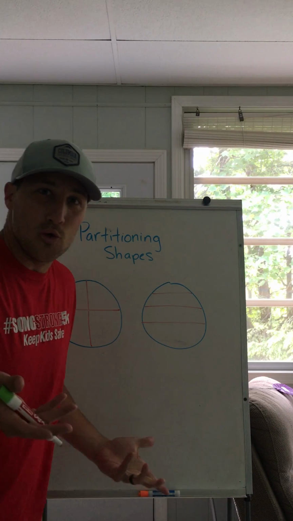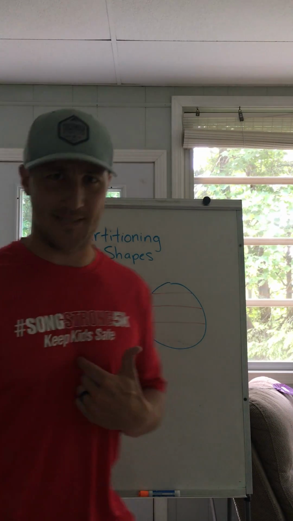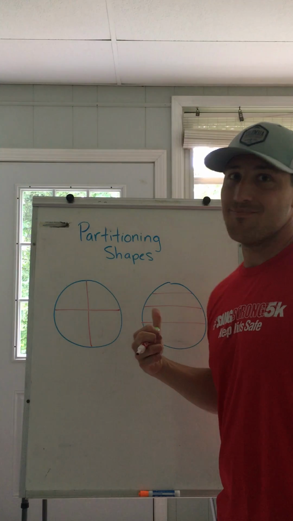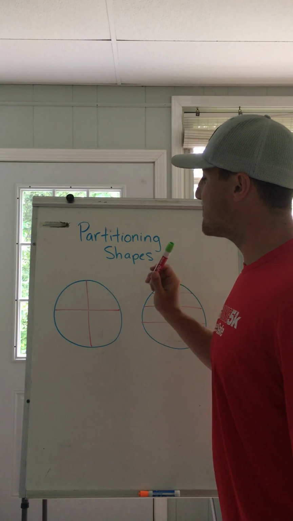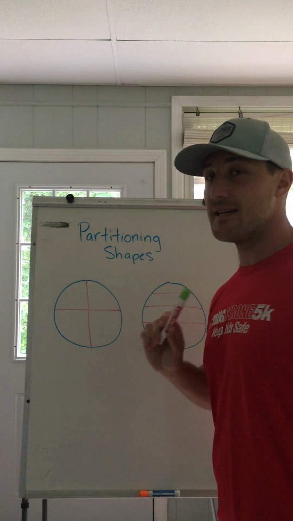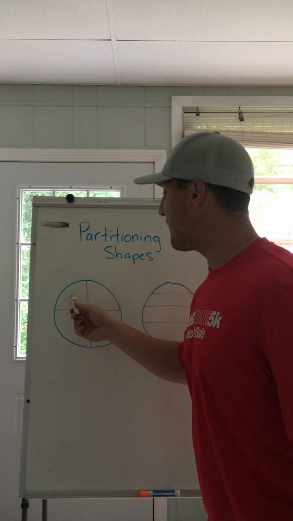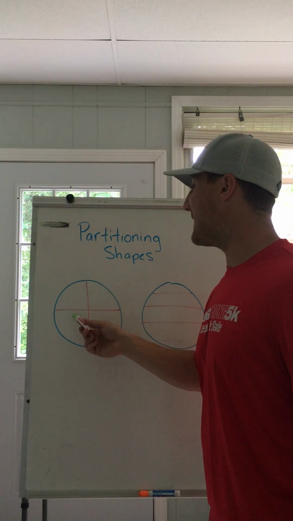Well, who's right? Obviously it's Mr. Yates, because Mr. Yates' brother, he's not a 3rd grade teacher. So the reason why we want to partition shapes like this is because in this shape there are 4 equal pieces. I split it up evenly.